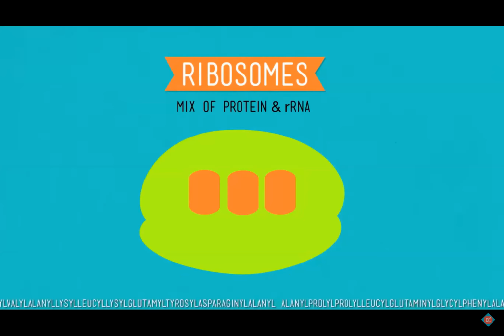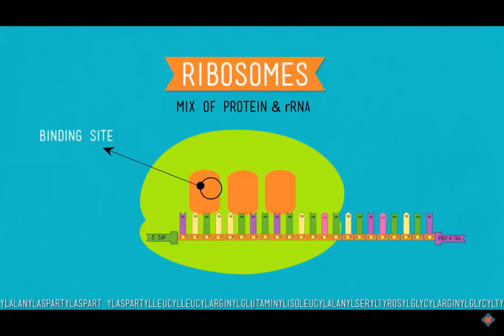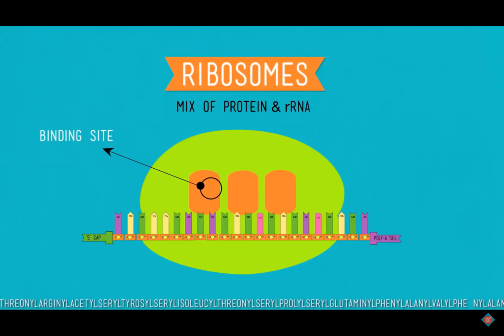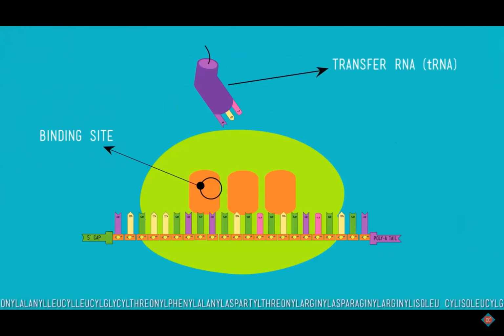rRNA doesn't contribute any genetic information to the process. Instead, it has binding sites that allow the incoming mRNA to interact with another special type of RNA, the third in this caper, called transfer RNA or tRNA. And tRNA really might as well be called translation RNA because that's what it does. It translates from the language of nucleotides into the language of amino acids and proteins.